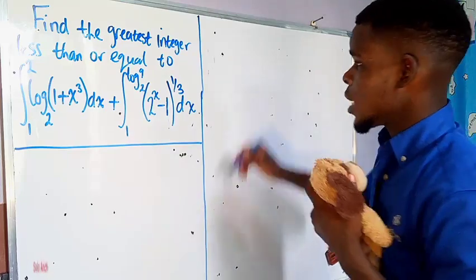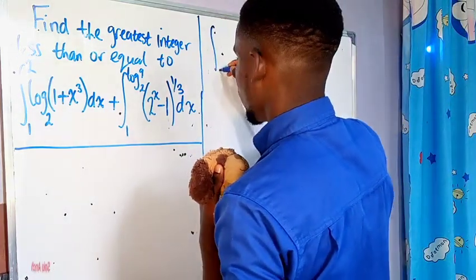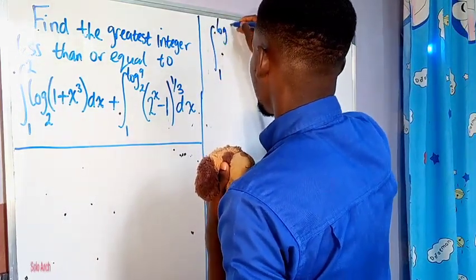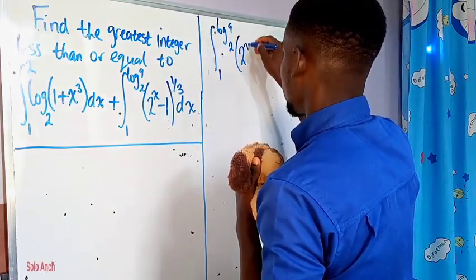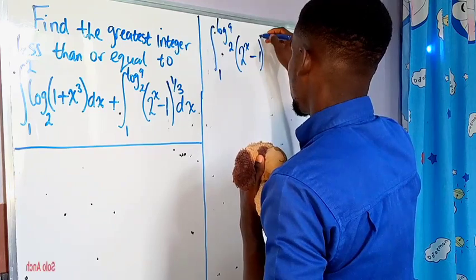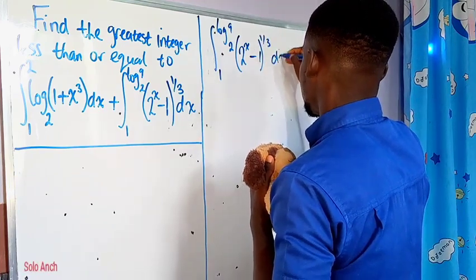We are given this. Let's start with this integral here. So we have the integral from 1 to logarithm of 9 to base 2 of this here, which is 2 to the power x minus 1, right? Then we raise that to power 1/3 dx.